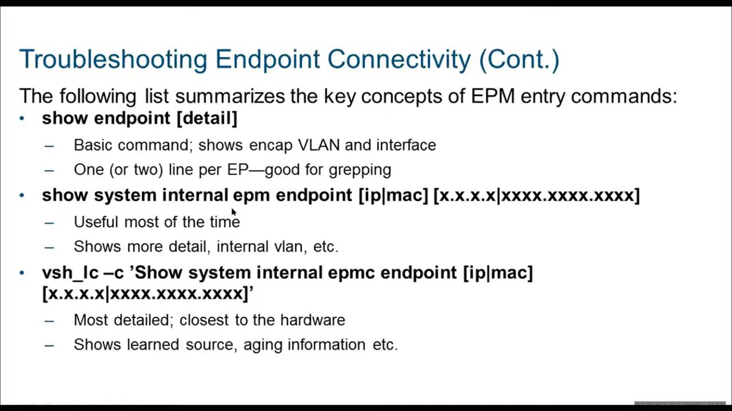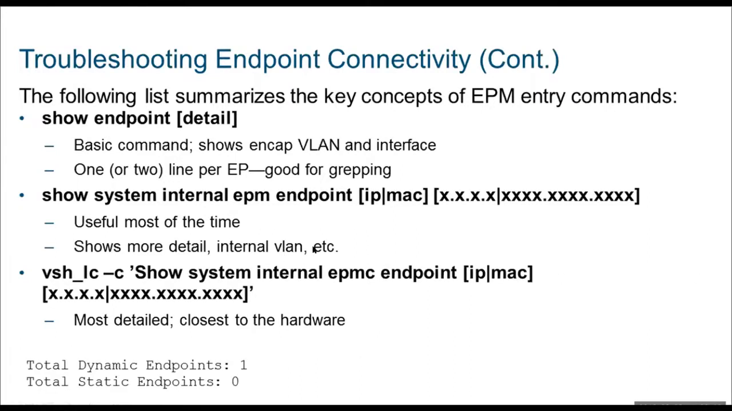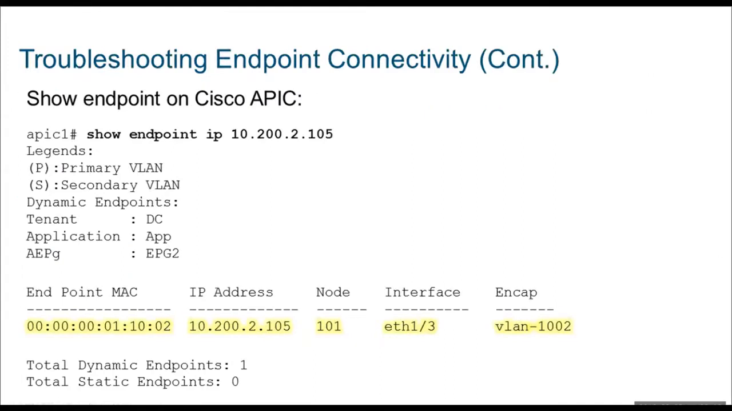You can also look at a little bit more detailed information: internal endpoint manager endpoint, and then on the line card, you can say internal endpoint manager client followed by endpoint. Here's an APIC. It shows me the physical encapsulation VLAN.